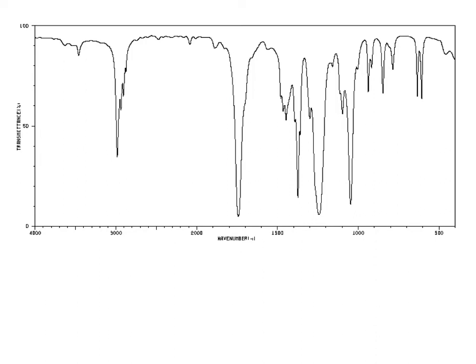Again, pause the video, have a think about it. We have a very strong absorption here. We don't have anything in the 3000-ish region of any note, because don't forget that jaggedy spike is always a carbon hydrogen. So we only have a carbonyl group here.